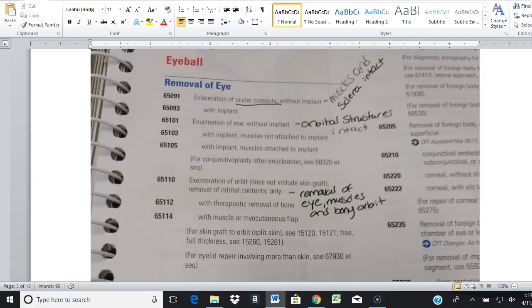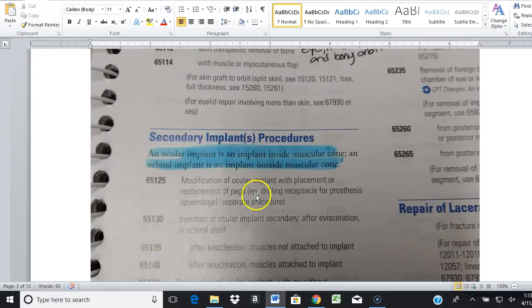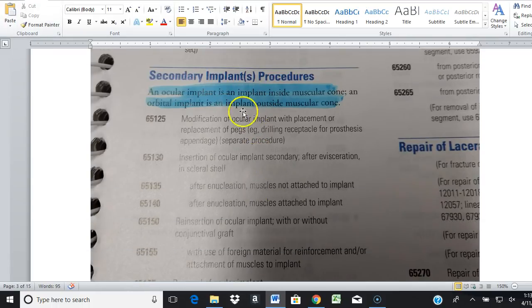Now, when it actually comes to the eye itself, we have ocular implants and we have orbital implants, as well as fully prosthetic eyes. And that's what we're going to see down here, okay? An ocular implant is an implant inside the muscular cone. An orbital implant is an implant outside the muscular cone.